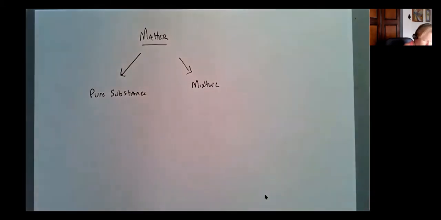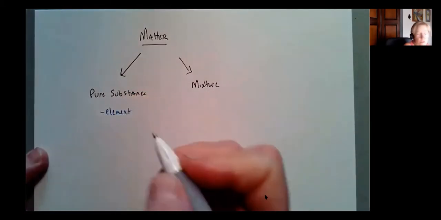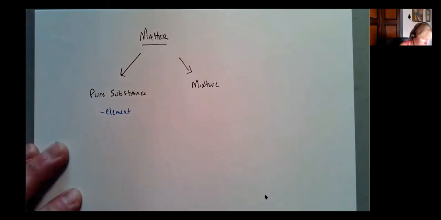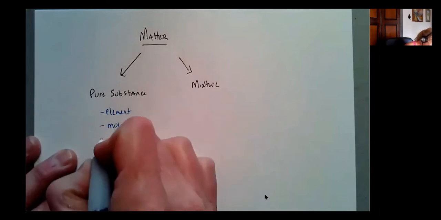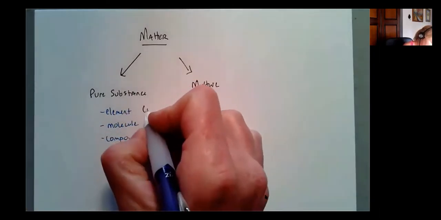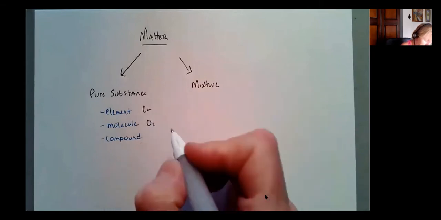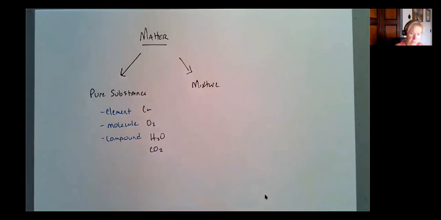A pure substance can be an element, like copper or nitrogen or oxygen. It can be a molecule, all your diatomics, and it can be a compound. All of those would be pure substances. An element would just be like copper, a metal. A molecule might be O2, and a compound might be water or carbon dioxide. Those are all considered pure substances.